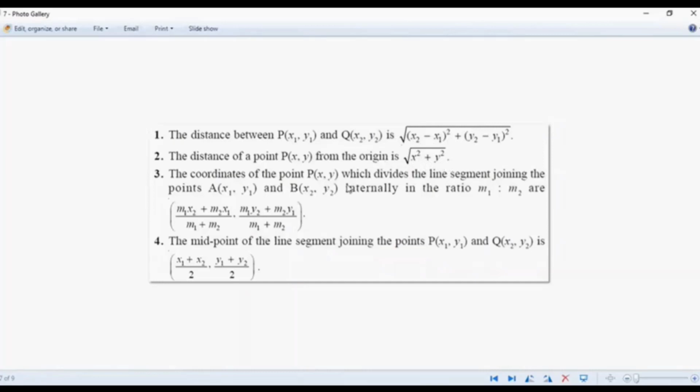Okay. And then the section formula we studied, and the fourth one is a particular case of the section formula, that is, if the ratio is 1:1, the point is the midpoint of the given line. Then the section formula will reduce to (x1 plus x2)/2 comma (y1 plus y2)/2.